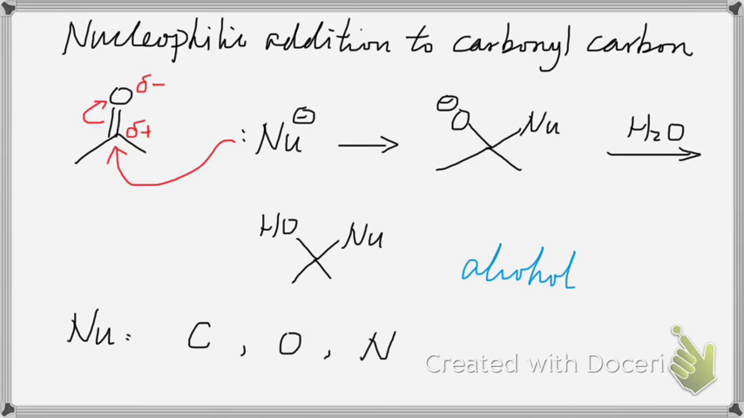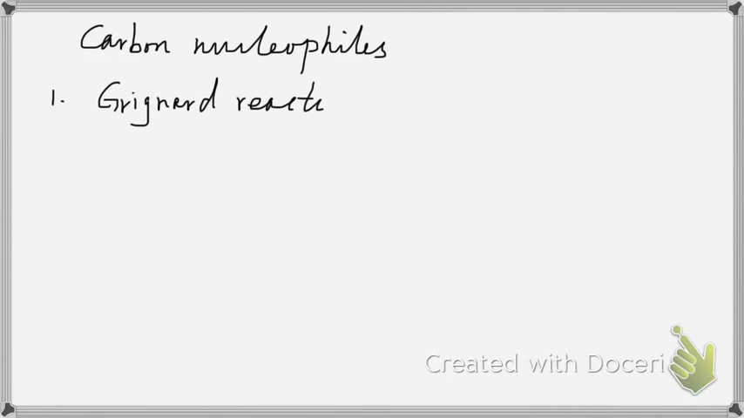So this reaction can provide alcohol as the final product with different nucleophiles, and different functionality attached to the carbon with the OH. The nucleophiles could be based on carbon, oxygen, or nitrogen. So we will start with carbon nucleophiles first. And the first reaction is the one that you have learned from the last chapter, the Grignard reaction.